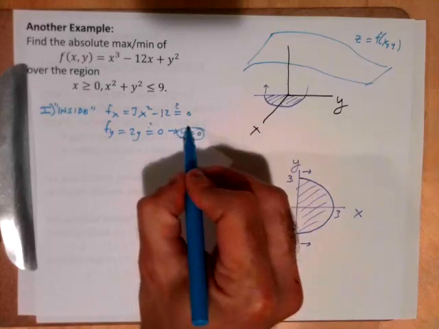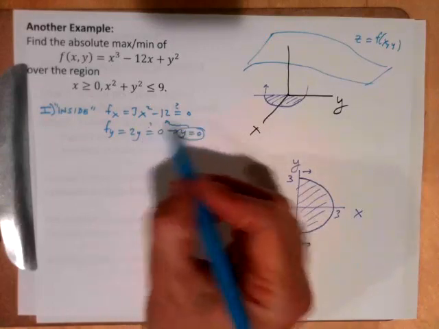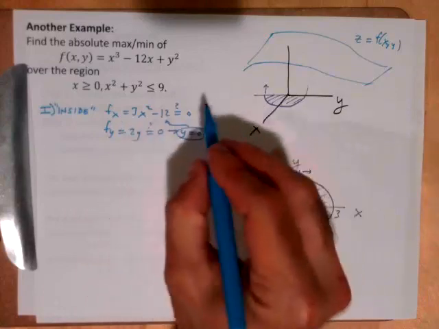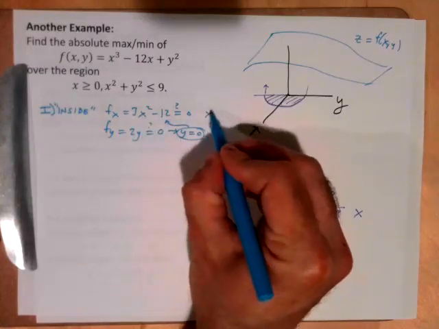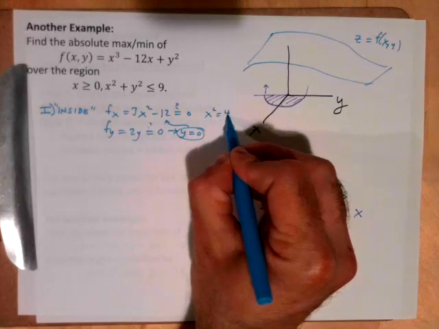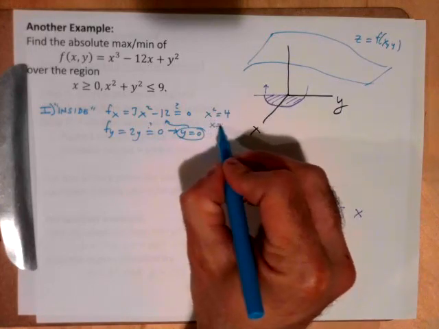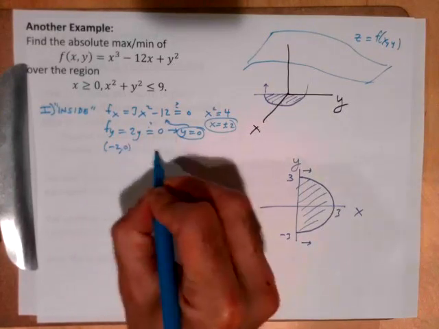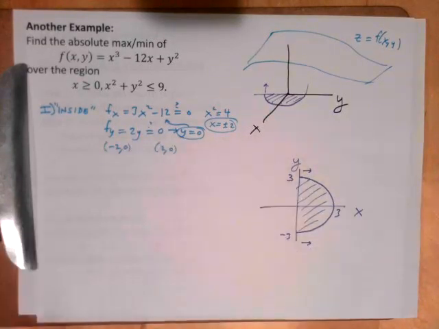Y equals 0. Substitute y equals 0 up here. If there's nothing to substitute in, that's not a problem, you just keep going. But y has to be 0, we know now. And then in order for this to work, x squared has to be 4, and so x is plus or minus 2. That gives me two critical points, negative 2, 0, and 2, 0.